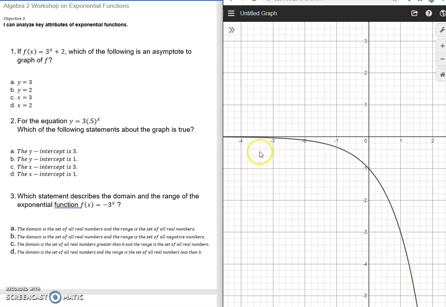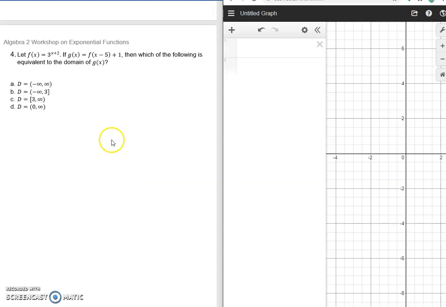However, our range is just all these values that are below 0. It does not even include 0. So therefore, the answer here is, let's take a look at all these. Letter A is not the answer. Letter B, the domain is the set of all real numbers and the range is the set of all negative numbers. That is your answer. Answer is B. All right, let's take a look at number 4.